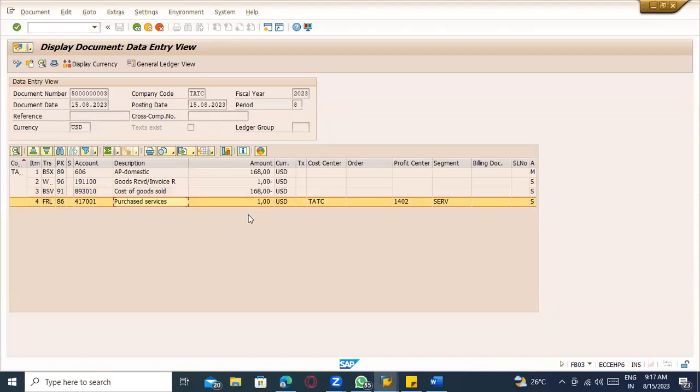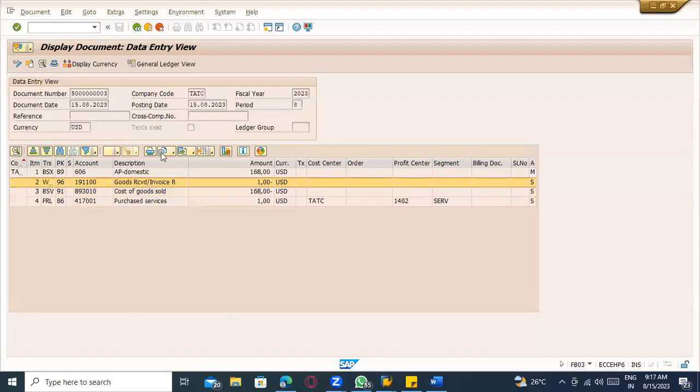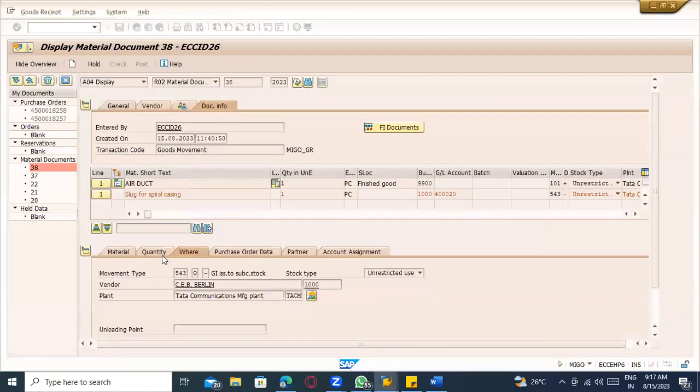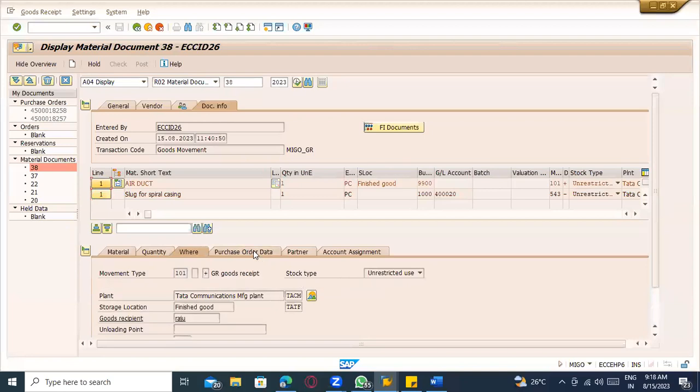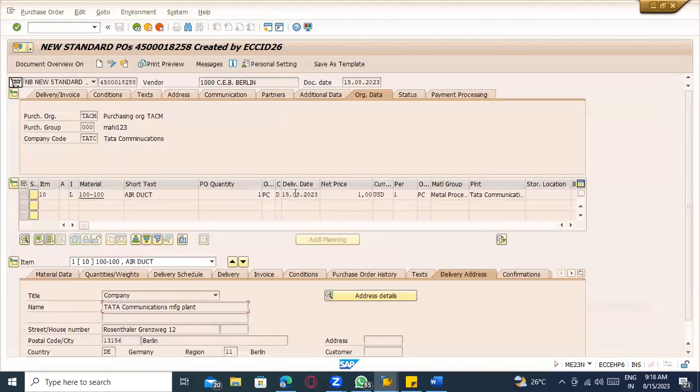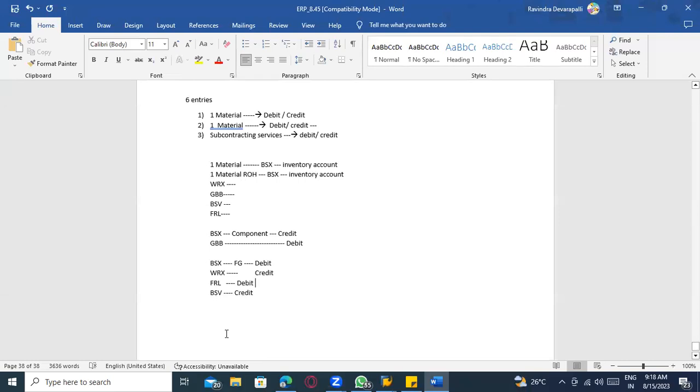Okay, so which amount are you paying now? 1 rupee, because the charges are only for, we are paying 1 rupee, because it is taking that amount to prepare this. You can see that in the purchase order, the amount we are saying is one USD. So this amount we are paying. This is not the actual cost of the FG product. This is the cost of the preparation charges. Okay, clear? So FRL is the cost of goods sold.